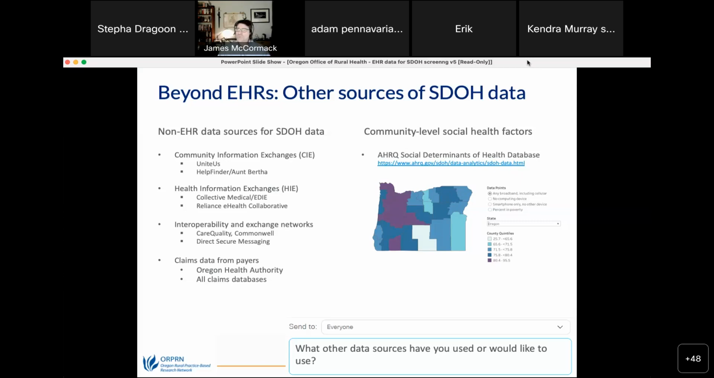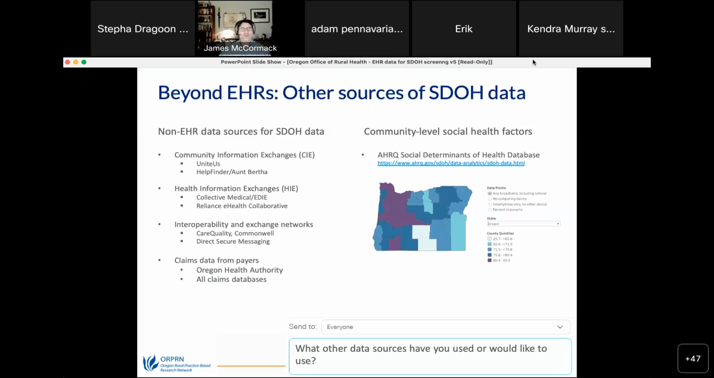I will say different CCOs have chosen certain options and have certain scopes when they deploy these tools. So again, your experience may vary as to whether screening is a part of that platform, whether closed loop referrals are going to be required, all those kinds of questions. Check with your CCO is the bottom line.